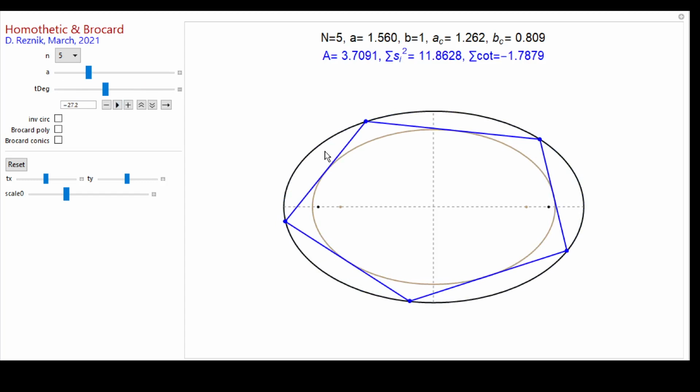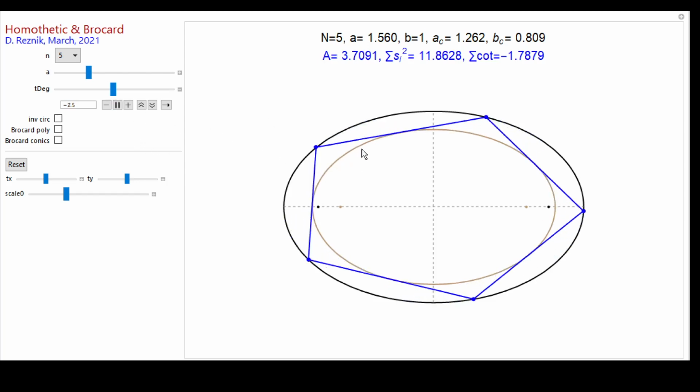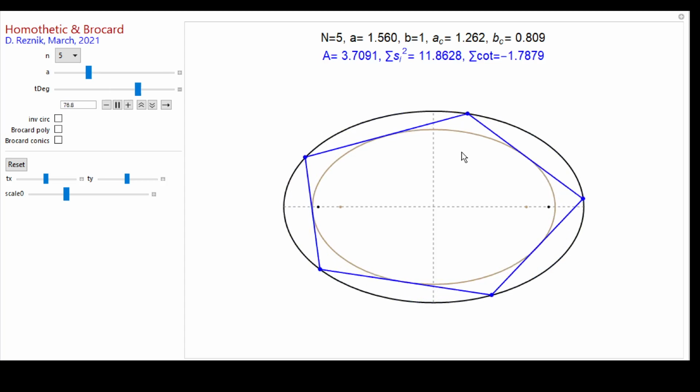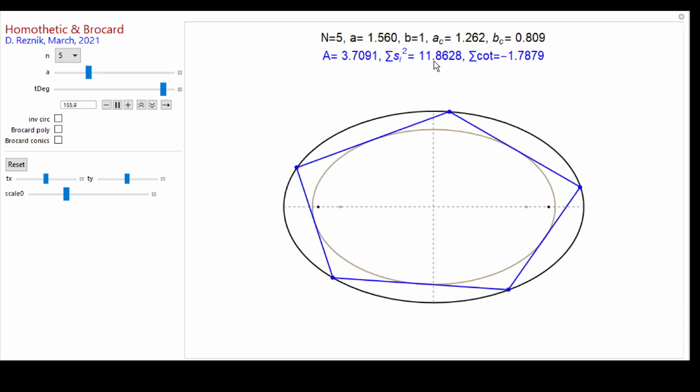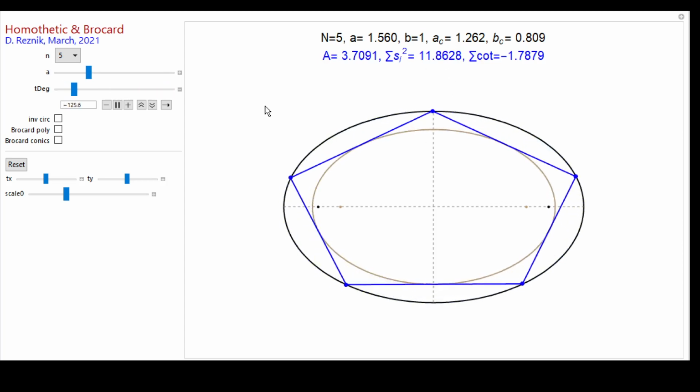What is a side length? A side length is just a side length. Here's a side of the n-periodic, and I'm measuring its length, I'm squaring it, I'm just summing it over the family, and although none of these side lengths are constant, the sum of their squares is constant.